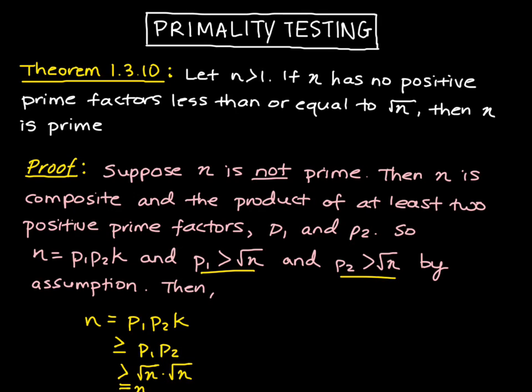And so what is this saying? We're saying that n is strictly greater than itself. And that's a contradiction. Because we assumed that n was not prime and we arrived at a contradiction, that says that if we assume that n has no positive prime factors less than or equal to the square root of itself, then n has to be prime.